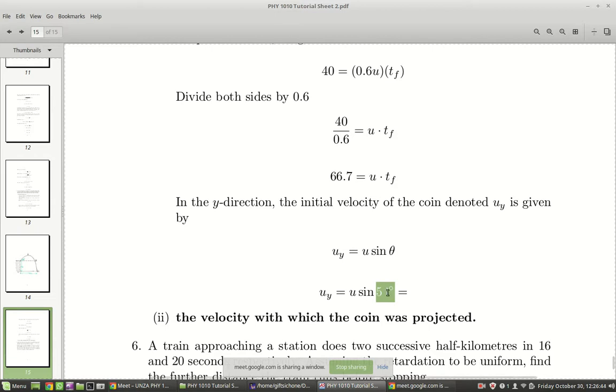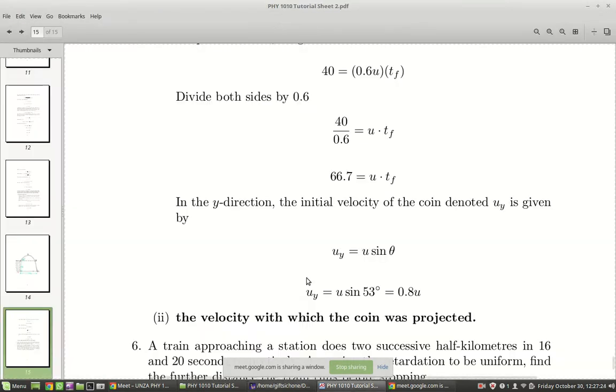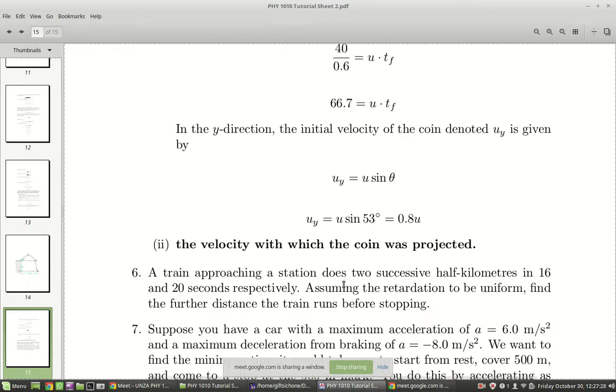So how much is sine 53? 0.8. Yes, it's 0.798. To round off, it's 0.8. Okay.